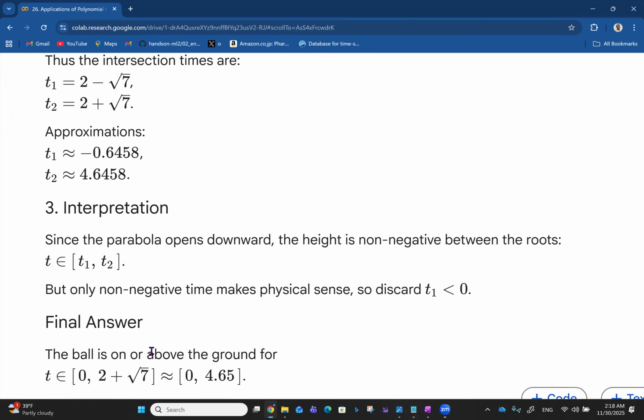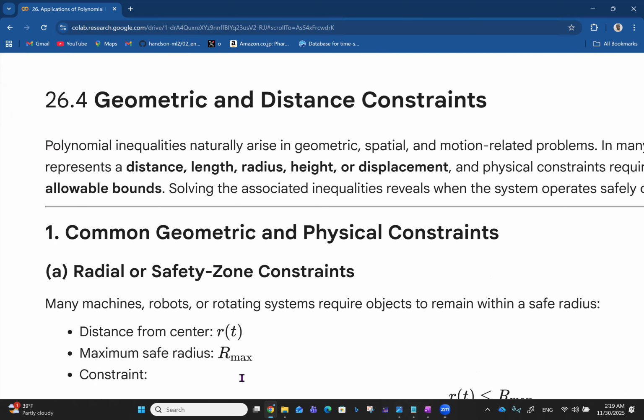So we can say the ball is on or above the ground for t between 0 and 2 plus root 7. Because t1 is negative, we can get rid of it. Though mathematically speaking we have a negative result, we don't need that because it's not admissible when you talk about time. So at the end of the day, we have your time from 0 to 4.65 seconds. So that makes sense in that case.